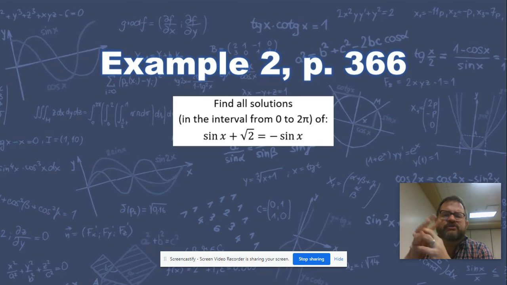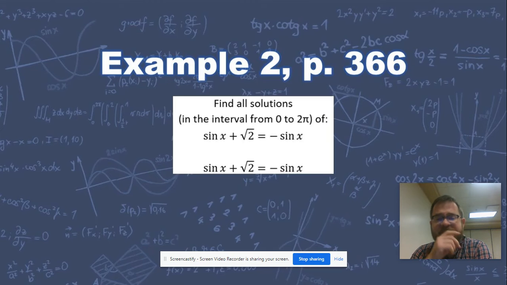Let's look at: find all the solutions in the domain or interval from 0 to 2π of the simple equation here. Well, I mean, simple, it looks horrible. Sine of x plus the square root of 2 equals negative sine of x. Well, let's think about the techniques that we're supposed to be using here. We're supposed to be trying to isolate the trig function on one side of the equation, everything else on the other.